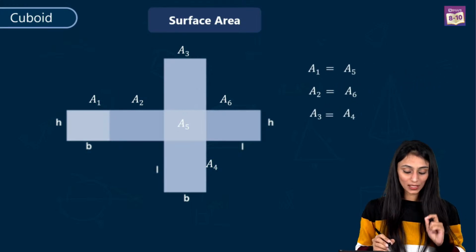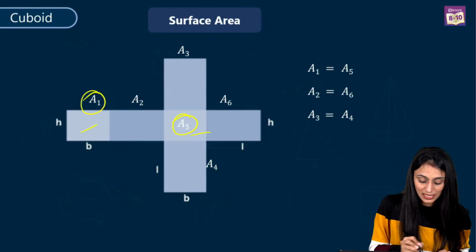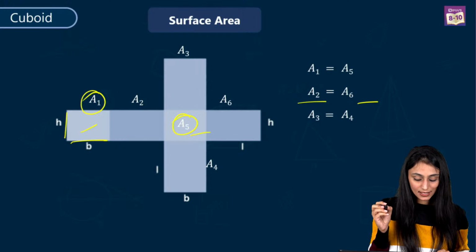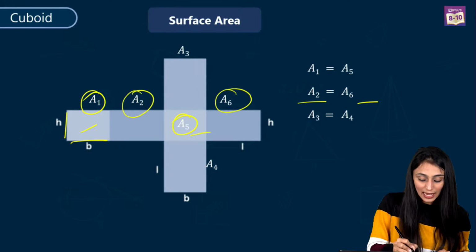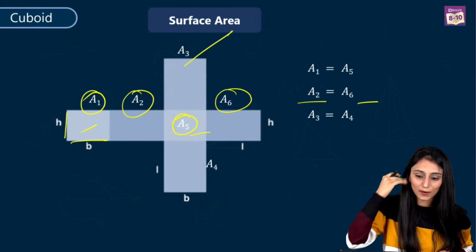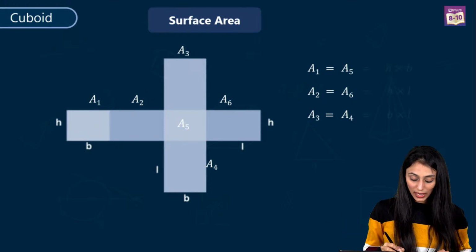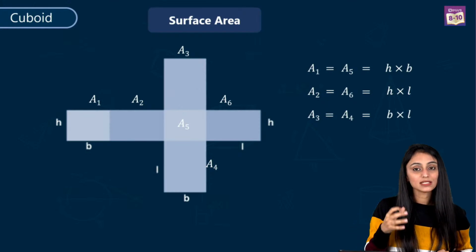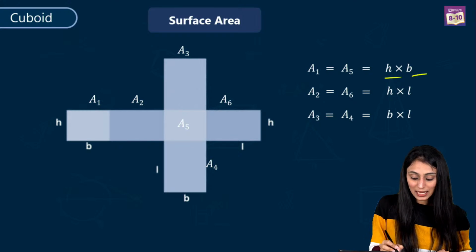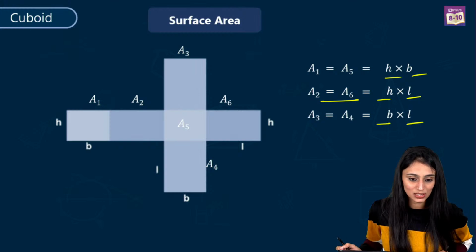When I add them all up, first of all, area 1 and area 5 are the same. You see they are of the same color. This has height and this is breadth. Similarly, area 2 and area 6 are the same, these two rectangles. Area 3 and area 4 are the same. Basically, they have the same dimensions. To find the area of area 1 and area 5, since they are rectangles, their area is length multiplied by breadth, that is h times b. Similarly, for the next pair it's h times l, and for the other pair it's breadth times length.